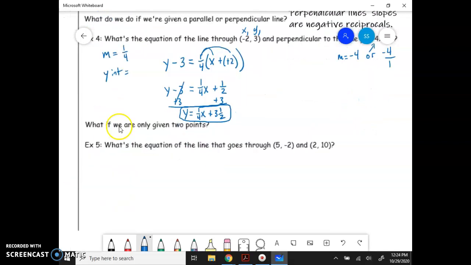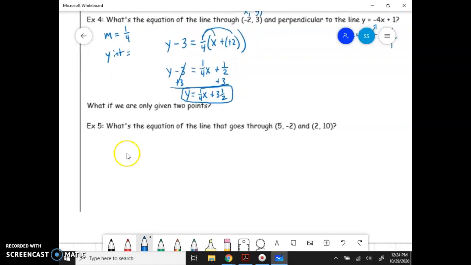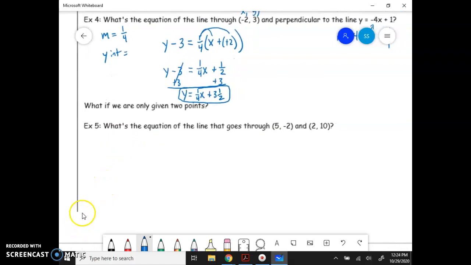All right. Last thing for today. What if we're only given 2 points? Okay. Well, we need to use our equation for finding slope. Okay, there we go. So there is our equation for slope. So again, I think it's helpful to just write out an m and a y-intercept. You know you're going to need both of those for an equation of a line. Okay, so that's what we're looking for.